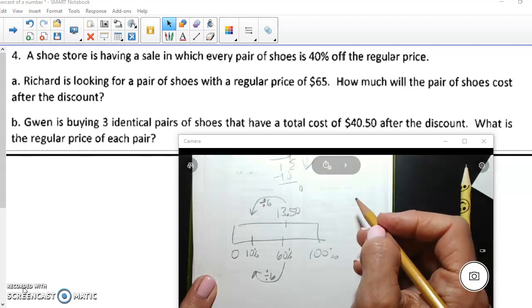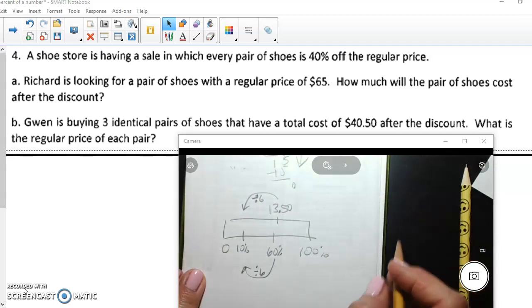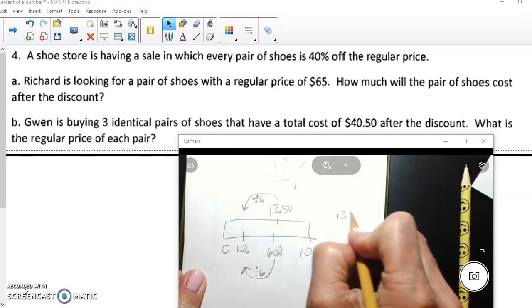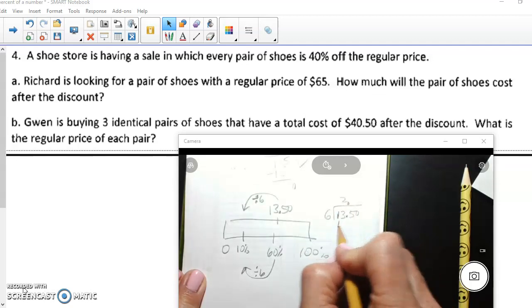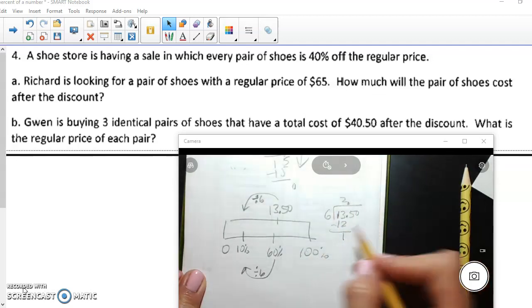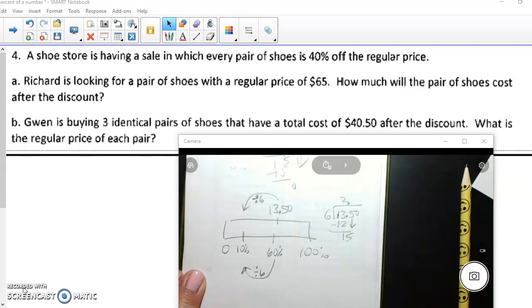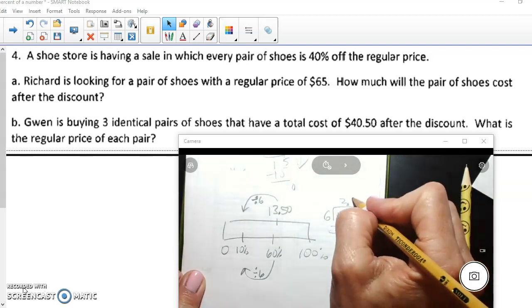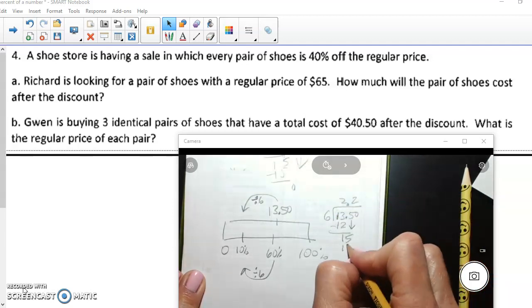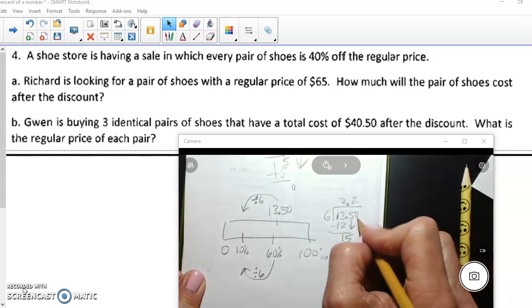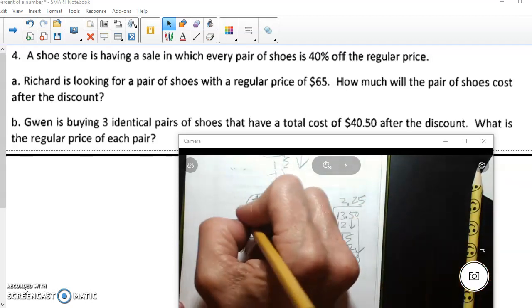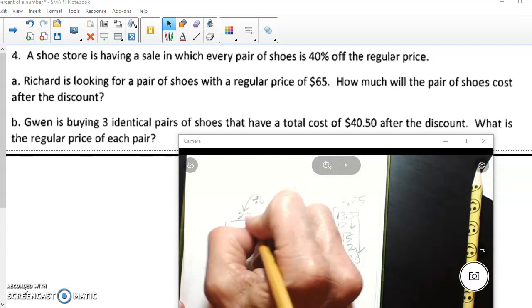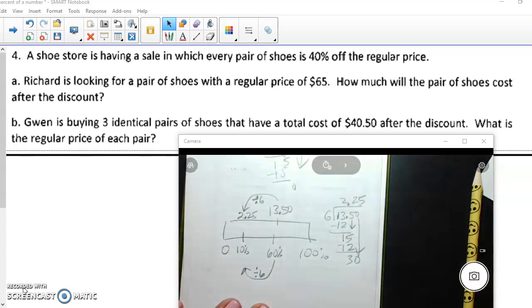Here we go. So 1350 divided by 6. So let's see if I can do this off to the side. 1350 divided by 6. Well, 6 into 13 goes twice. And we're left with 1, and bring down that 5. 6 into 15 goes twice, which is 12. And we're left with 3. Bring down that 0. And 6 into 30 goes 5. So 10% is $2.25.